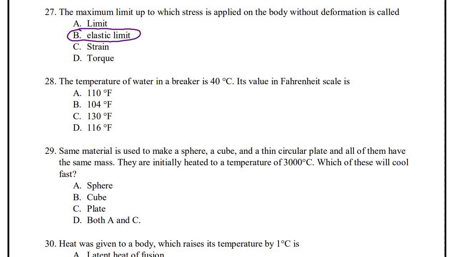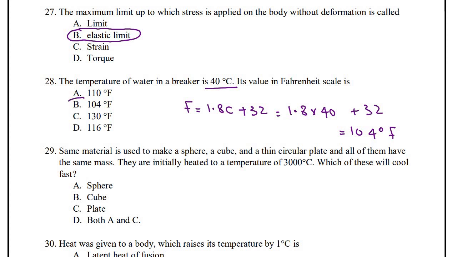The temperature of the water in a beaker is 40. What is the value in Fahrenheit? So the Fahrenheit value is equal to 1.8 C plus 32. If I substitute 40, 1.8 multiplied by 40 plus 32, the correct answer will be 104 degrees Fahrenheit. Option B is the right answer.